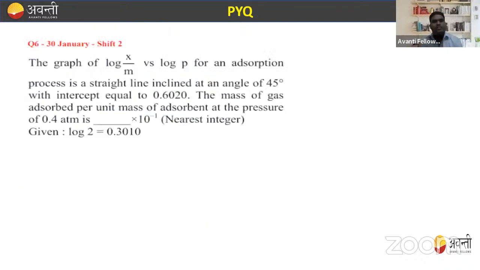Now move to this question, and this is going to be a very interesting question, right? This is basically a question from the Freundlich isotherm curve. How to calculate this? Let's discuss. The graph of log x by m versus log p for an adsorption process is a straight line, inclined at an angle of 45 degrees with intercept equal to 0.6020. The intercept is given. The mass of the gas adsorbed per unit mass of the adsorbent at a pressure of 0.4 atm is this. You have to identify this value, and the log 2 value is already given.